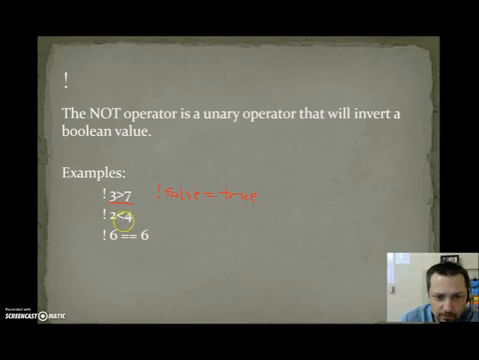Not 2 less than 4. 2 less than 4 is true. The opposite of true is false. And real quick, this would be not 6 equals 6. The opposite, 6 equals 6 is true. The opposite of that would be false.